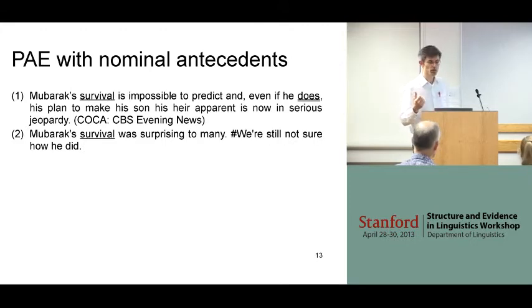It's not the noun survival, because look at 2. Mubarak's survival was surprising to many. We're still not sure how he did. Everyone, I think, agrees that that sounds awful. You can only say how he did it. What is the difference between the two? These are very robust corpus-based data. I still need to test them psycholinguistically.